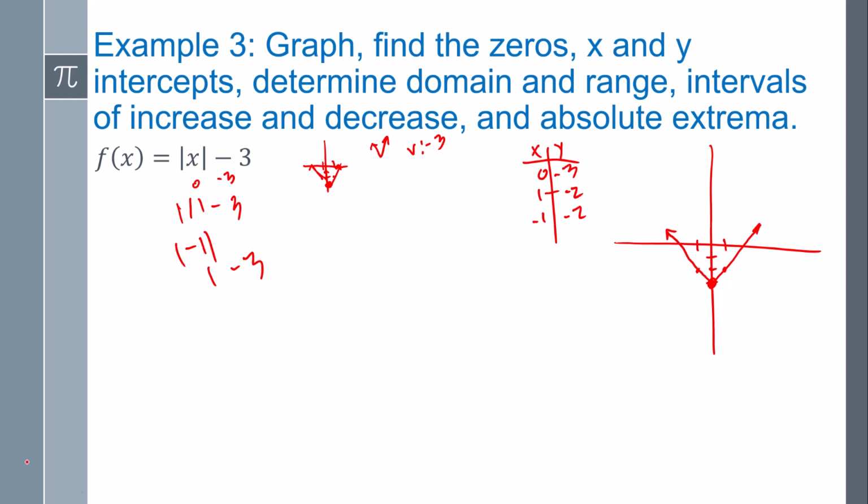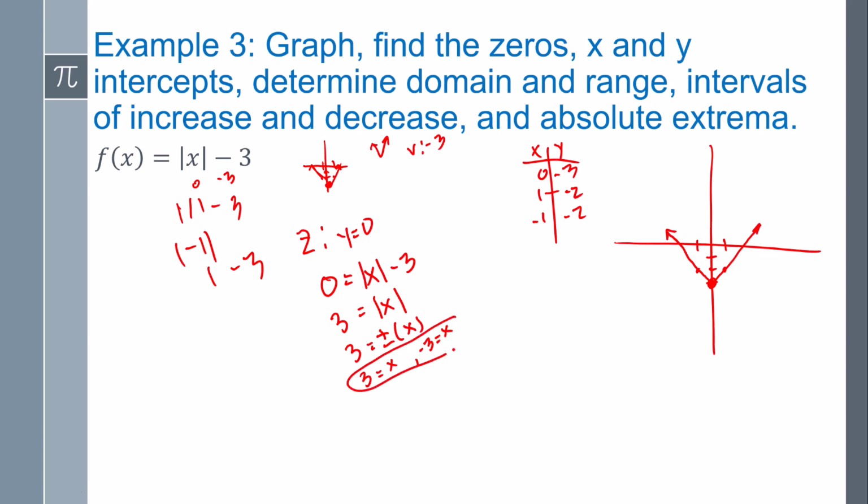So now we need to find the zeros. For us to find the zeros algebraically, the zeros are where y equals 0. So we can set our equation equal to 0 and solve. Add 3. Remember, to get rid of the absolute value, you replace it with a plus or minus. And now that's plus or minus 3. And so those are my zeros. Now visually, that's where it would cross on the graph.